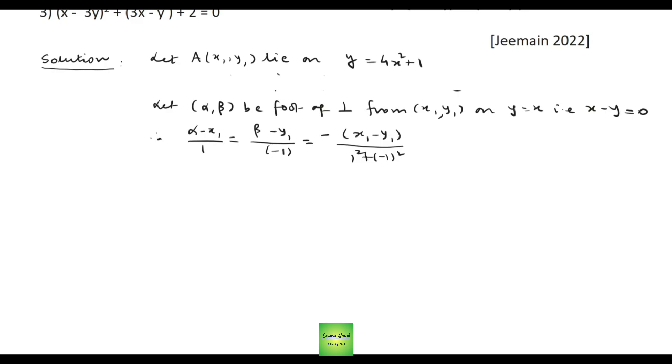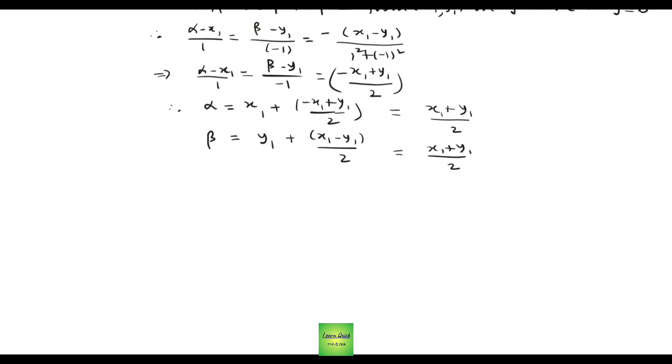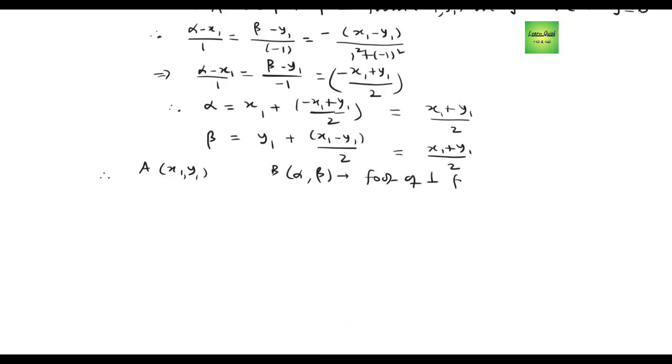So this expression gives you the values of alpha and beta, which is the foot of the perpendicular as asked by the question. Alpha is x1 minus (x1 minus y1) by 2, and beta is y1 plus (x1 minus y1) by 2. Simplifying them, you get alpha as (x1 plus y1) by 2 and beta also as (x1 plus y1) by 2. So these are the values of alpha and beta, the foot of the perpendicular. Now, A is (x1, y1) and the point B is (alpha, beta), the foot of the perpendicular from A on y equals x.